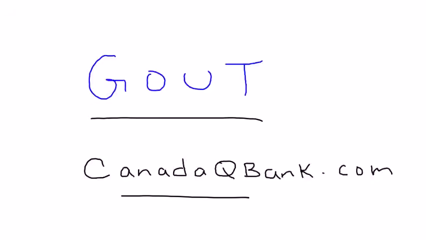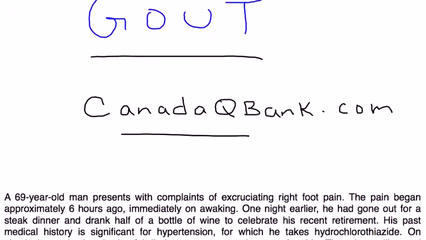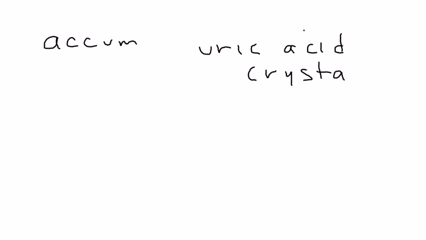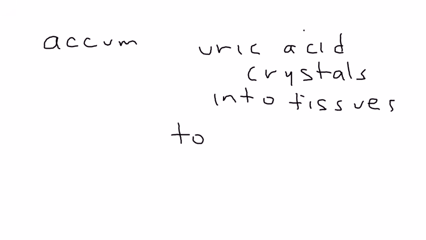Gout is the topic for this video, and I have some clinical vignettes to show as well. Gout is a very high yield topic. It's basically the accumulation of uric acid crystals into the tissues, and the most common body location is the great toe. That's very commonly shown on clinical vignettes.